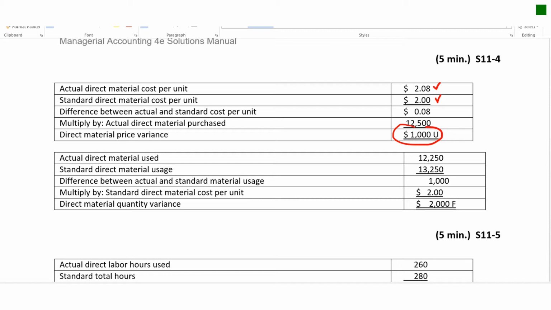Now, on the usage, notice they tell you that they used 12,250. This number right here, that's where again you have to take the number that you actually produced and multiply that by that standard quantity number that they gave you. Again, I showed you this in the previous slide, but it's what you produce times the standard input. That tells you the standard quantity. In this case, you did better than the standard quantity by 1,000 pounds. Multiply that by the standard price. That gives you a $2,000 favorable quantity variance.